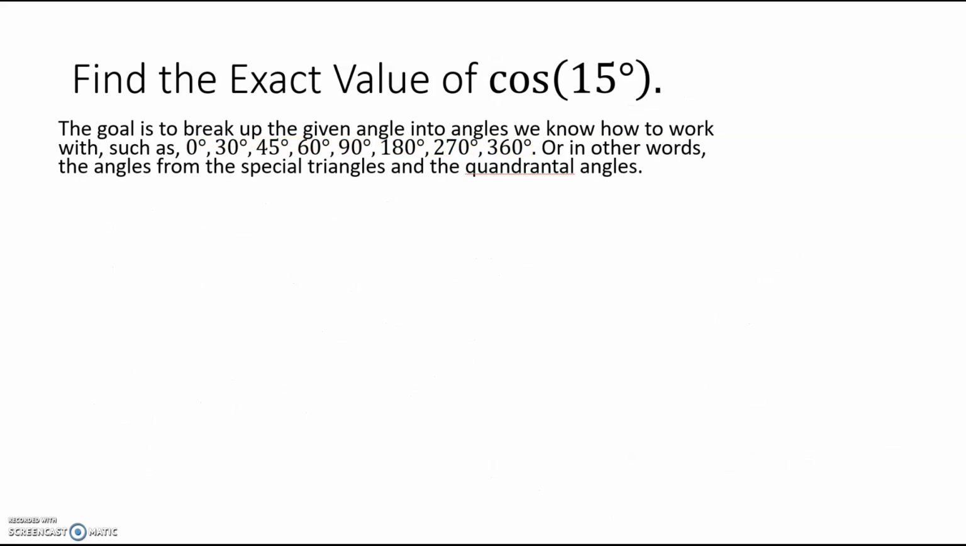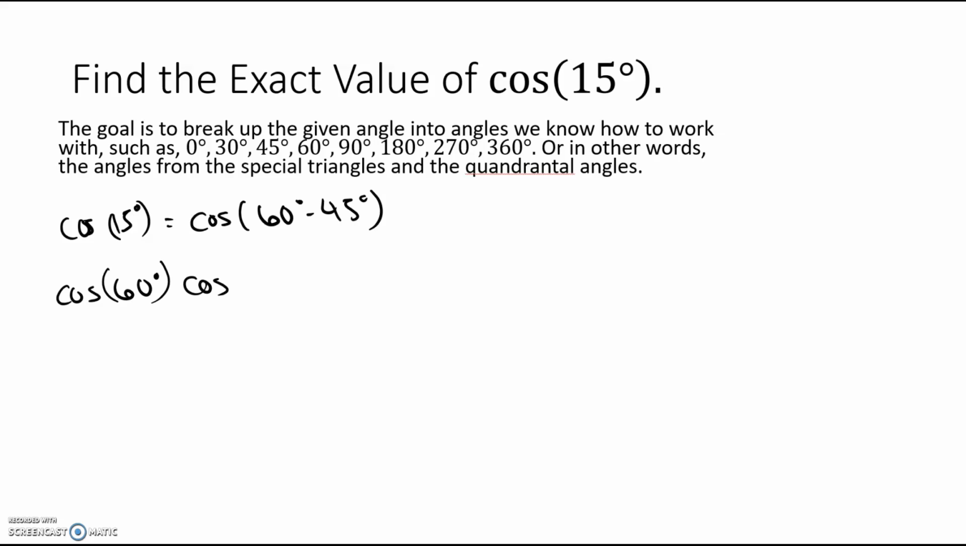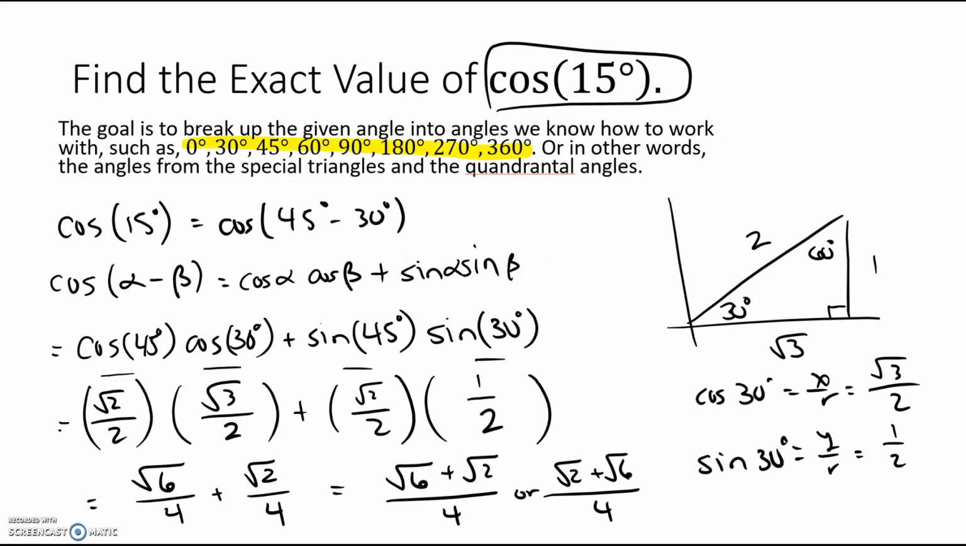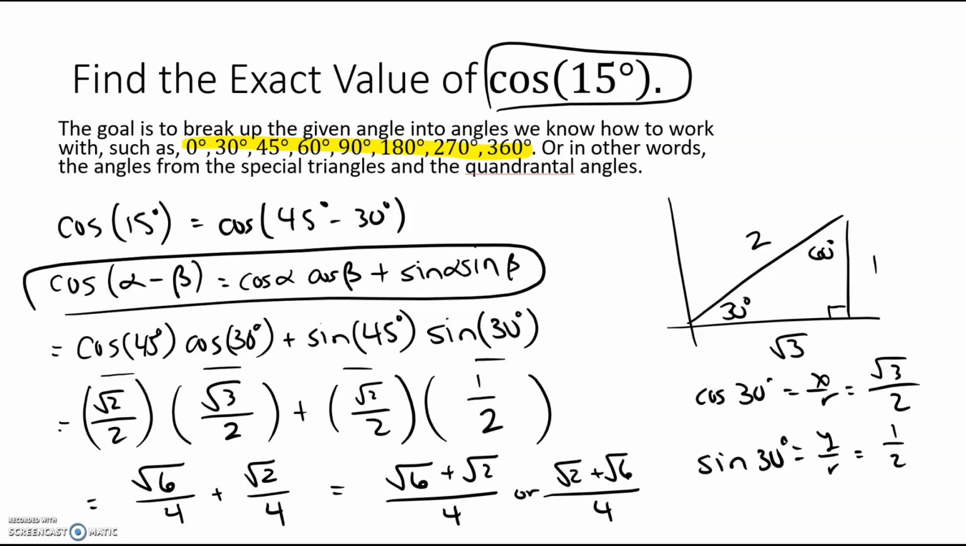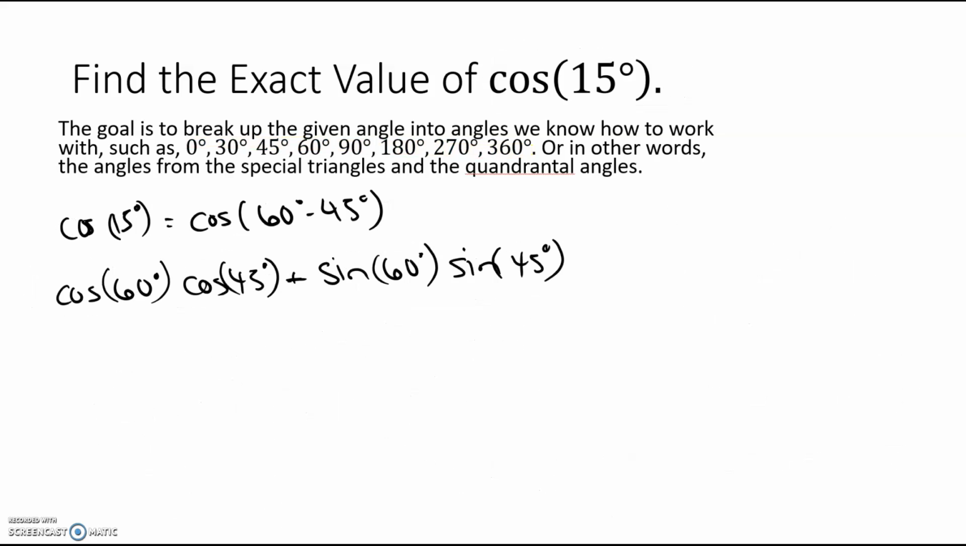Now I want to show you cosine of 15 using 60 and 45 to show you that it will come out to the exact same thing. So cosine of 15 is equal to cosine of 60 minus 45. Okay, so cosine of 60 times cosine of 45 plus sine of 60 times sine of 45. And I'm just using this formula again because we have cosine and we have two angles subtracted from each other.